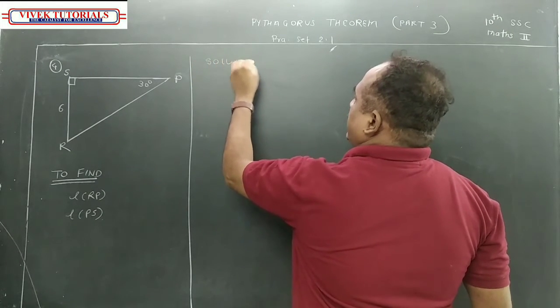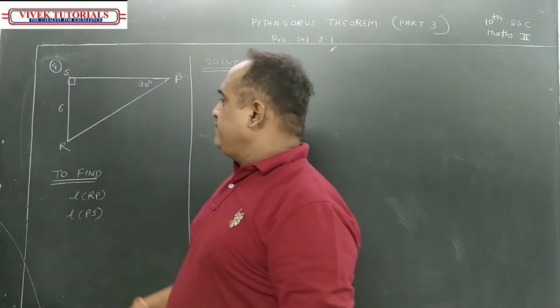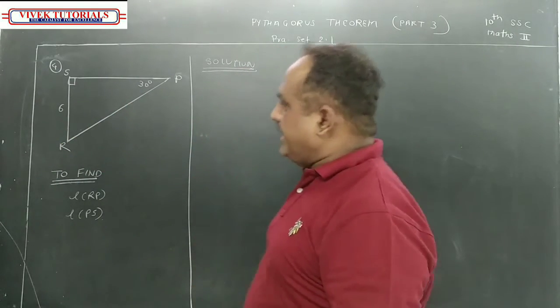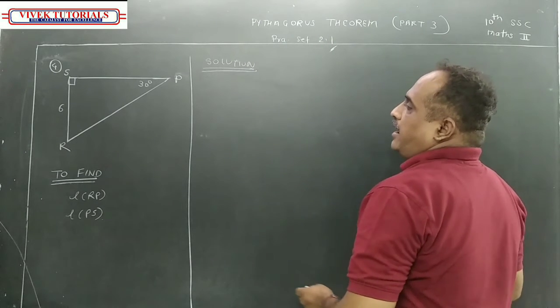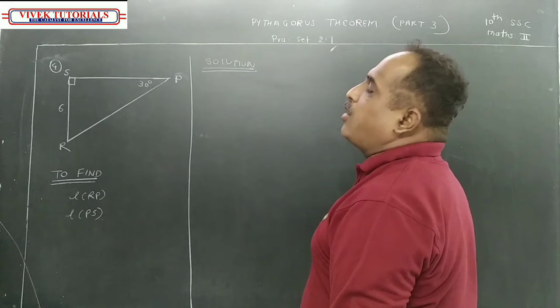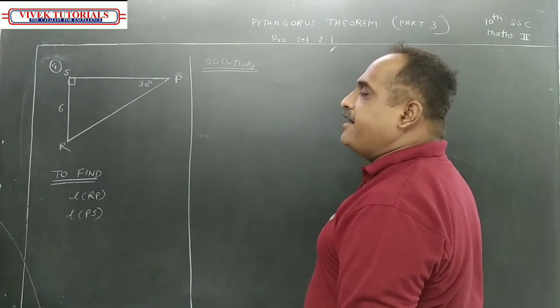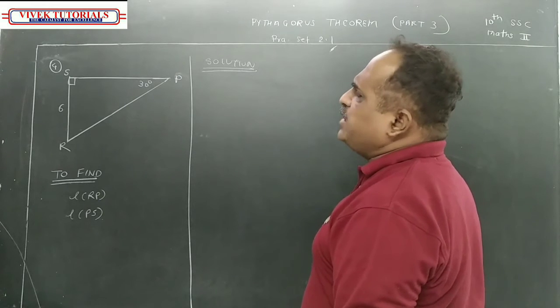I think we have an idea: when it is 30 degree, 90 degree, this will become 60 degree. Correct? Then we have one theorem or properties of 30 degree, 60 degree, 90 degree triangle. So we can use that.